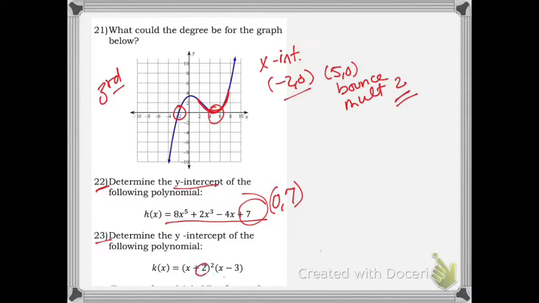So this 2 is being used twice, and that -3 is only once. So this is going to be -2 times -2 times -3. So that's 4 times -3, which is -12. So the y-intercept in this problem is 0, -12.